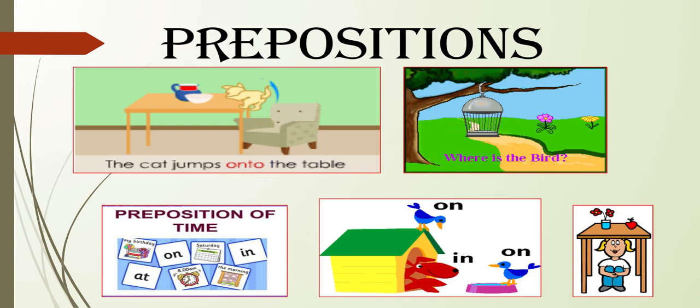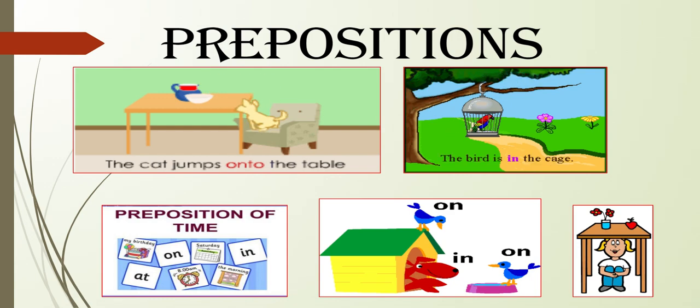So here on the screen what you can see is that the cat jumps onto the table. Where is the bird? The bird is in the cage, under the tree, sitting on the branch. And where is that little girl sitting? She's sitting under the table.